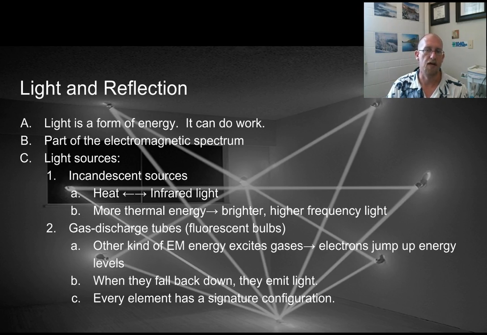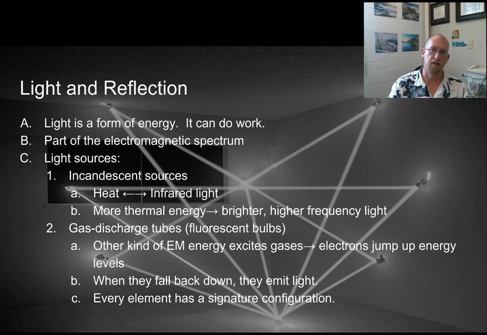Another form of light production is a gas discharge tube or a fluorescent light bulb. And in here, it doesn't have anything to do with temperature. Here you're exciting the molecules of a gas by some other form of EM radiation. So an X-ray hits it, or an electron hits it, or something of that nature, and the electrons of the gas move to the next higher energy levels, and then they fall back down. And when they fall back down, they release a photon of light.